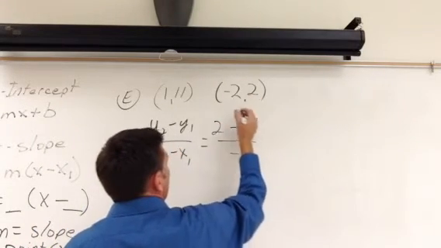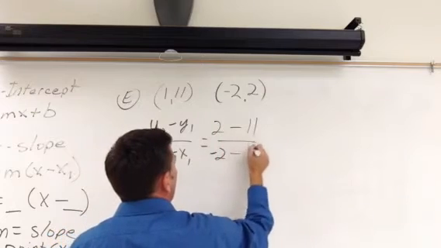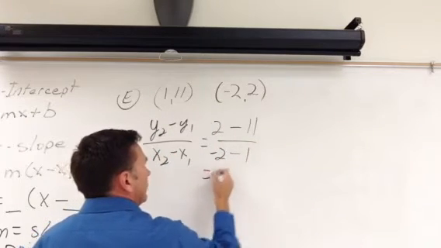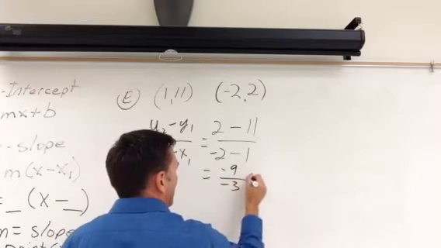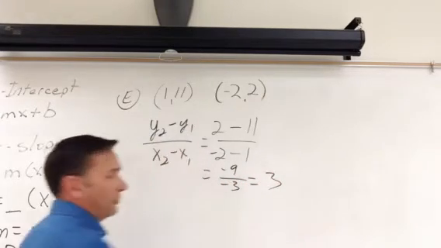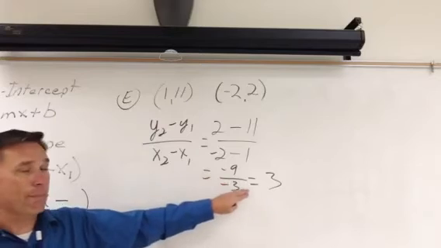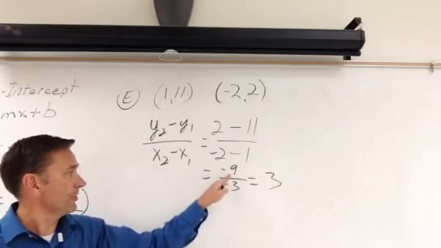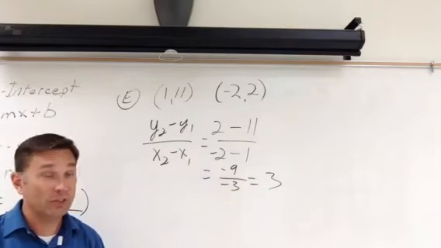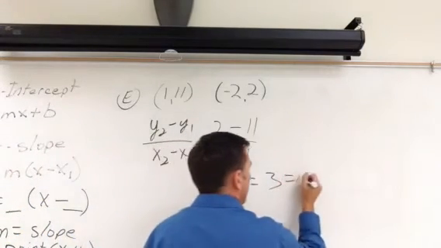2 minus 11 and -2 minus 1. 2 minus 11 is -9. -2 minus 1 is -3. When this reduces, we do get a positive 3. Did our subtraction first, and then we reduced our fraction. Here is our end value.